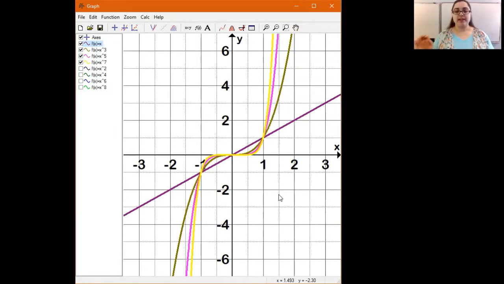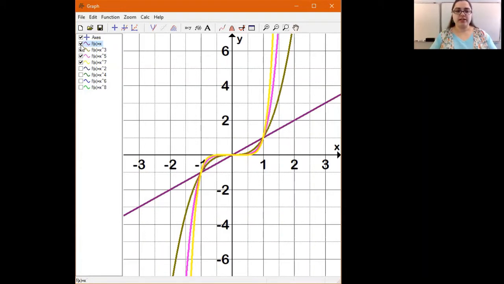So we can see that the end behavior for odd power functions is going to be that they go in opposite directions. If the leading coefficient is a positive number, that means it's going to go up on the right and down on the left. If the leading coefficient is a negative number, then we have the reverse. It's going to go up on the left and down on the right.